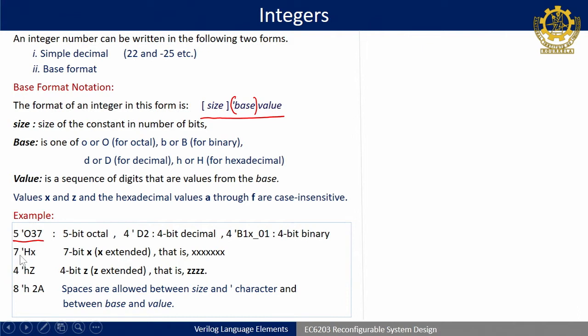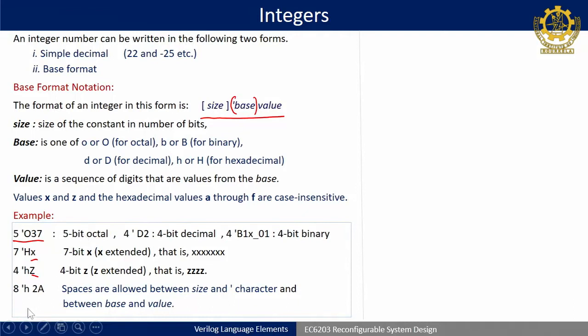Similarly, when you are writing 7'hx, in case of x and in case of z, if you have written this, then the result is like 7x, or in this case 4z. So these are a few terminologies you have to remember. Here I have given 37 directly, so 37 in octal in 5 bits will be represented, and when 7'hx or hz is written, these will be extended and the number of bits of z or x will be the final output.